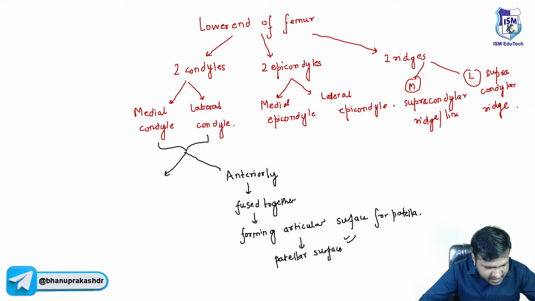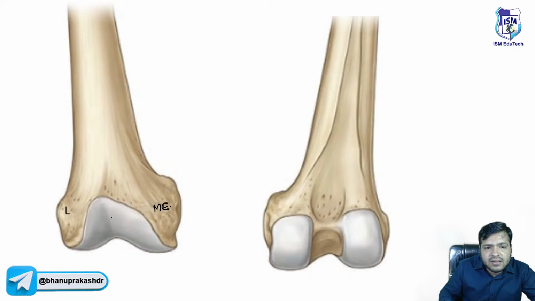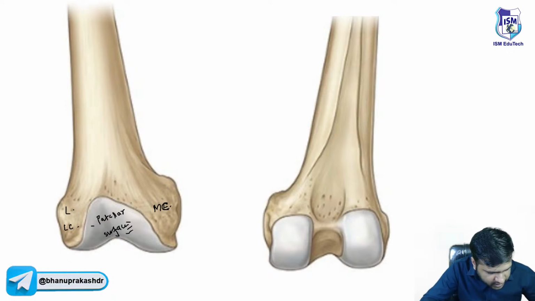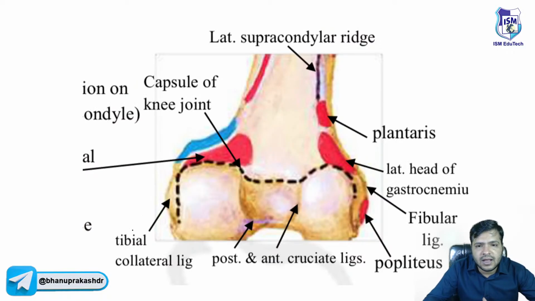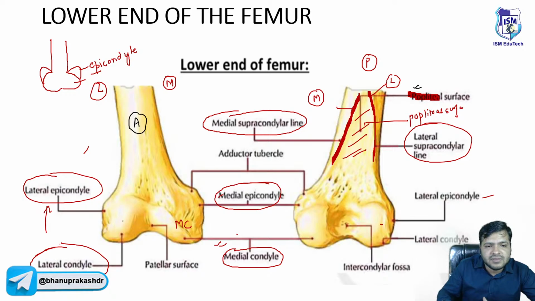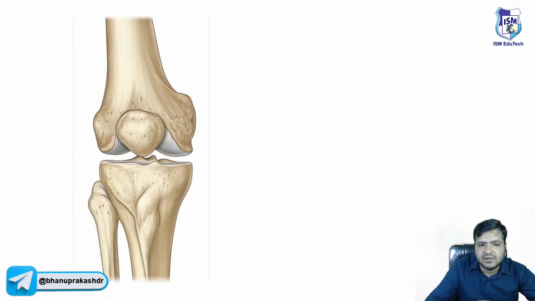It is the patellofemoral joint. You can very well see, beta, this is the medial condyle, this is the lateral condyle, and you can see these two are fused together, and this is the patellar surface. The patella bone will come and attach over here. So this is the patellar surface. Anteriorly, the lateral and medial condyles fuse together to create a surface for the attachment of patella, and that is called the patellar surface, right?